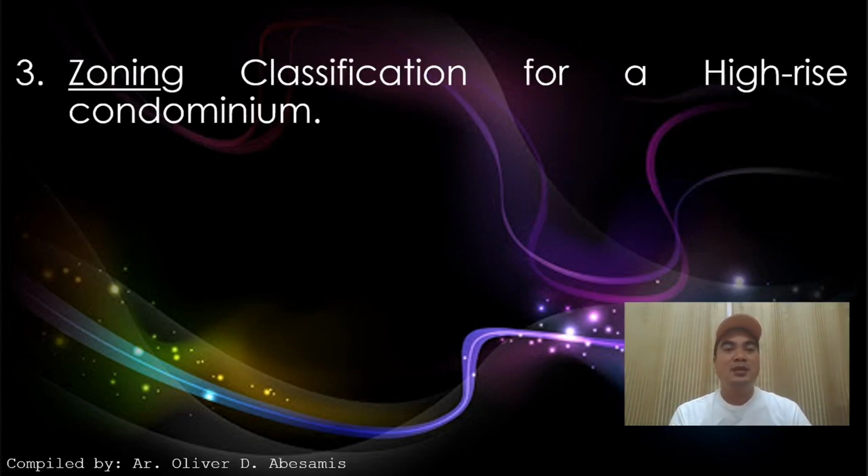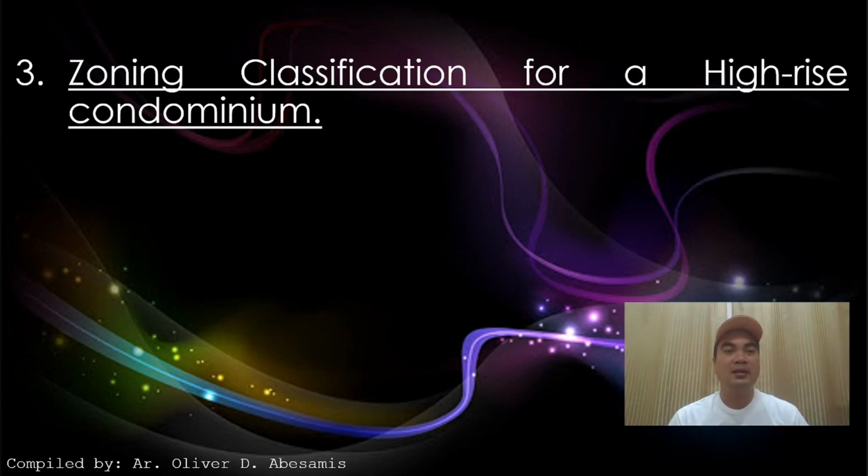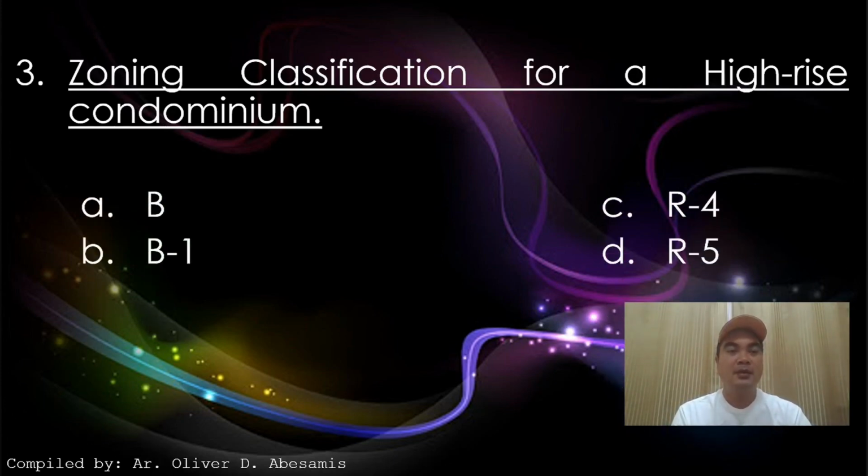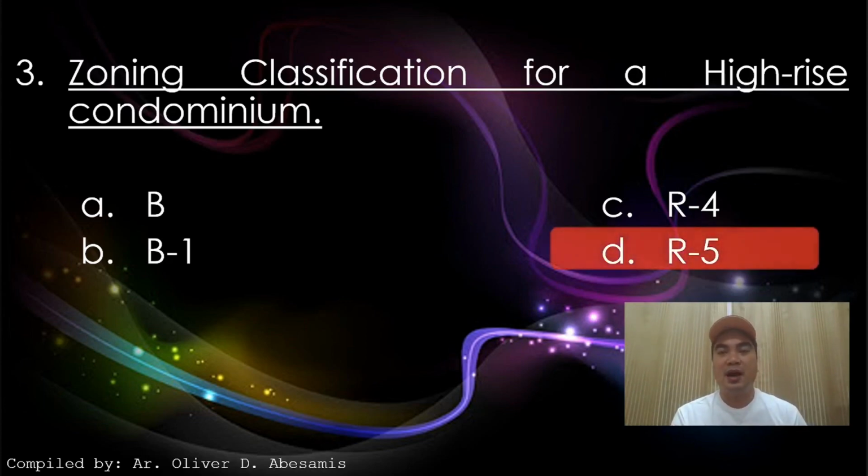5. What is the zoning classification for a high-rise condominium? Again, what is the zoning classification for a high-rise condominium? A, B, B, B1, C, R4, D, R5. Answer? D, R5.